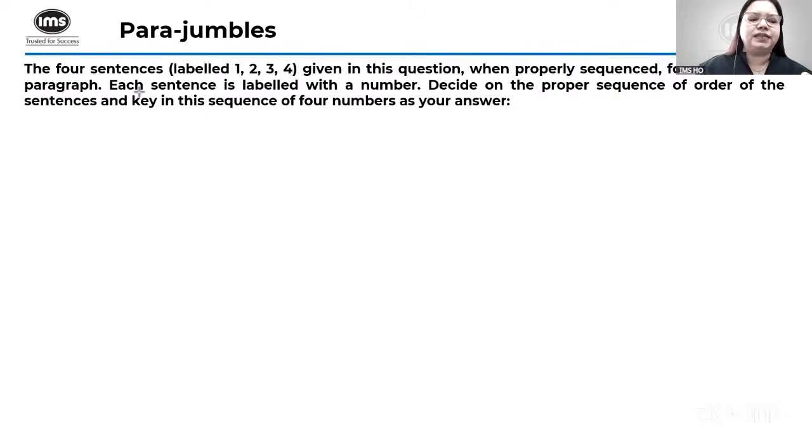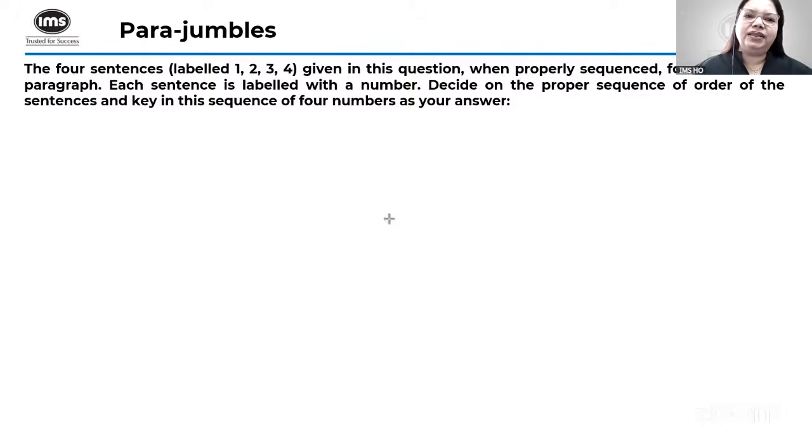All right. And the instructions say that the 4 sentences given in this question, when properly sequenced, form a coherent paragraph. Each sentence is labeled with a number. Decide on the proper sequence or order of the sentences and key in this sequence of 4 numbers as your answer. So basically, it's a TITA type question, meaning type in the answer. There are no options given. So you will have to type in the correct order of the numbers, right? The sentence numbers as they're given here will have to be correctly typed in.